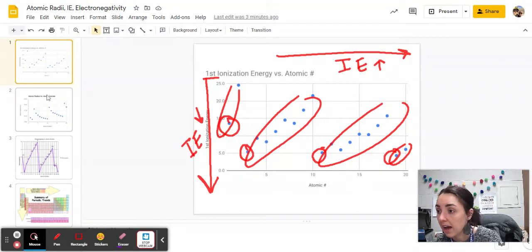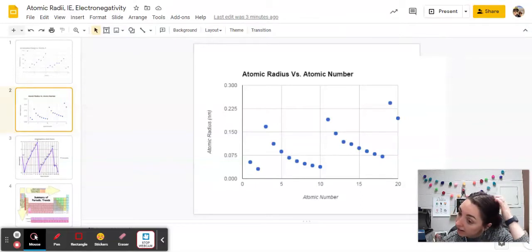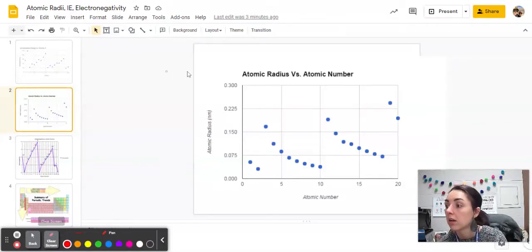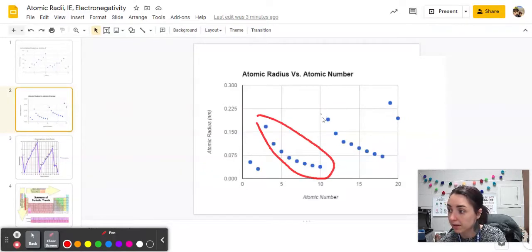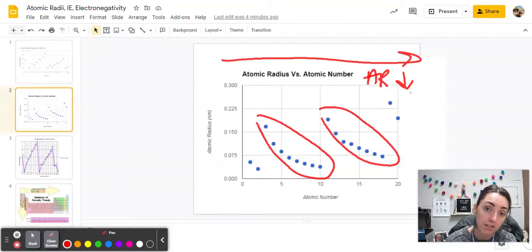Okay, so let's look at atomic radius now. Again, you can see these groupings. As we go across the periodic table, within these groups here, you can see atomic radius is going down. Atomic radius is going down as we go across the periodic table. And that's because we're adding more protons. So that positive charge from the nucleus is actually pulling those electrons in closer.